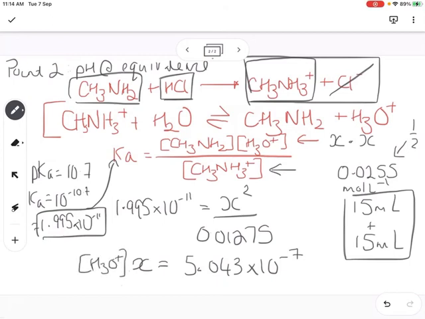And then if I negative log that, I get 6.30. And that is my pH at equivalence. Just check it for meaning. Is it the approximate pH of a weak acid? Yep, that's not too bad at all. So that's our second point, 6.30.